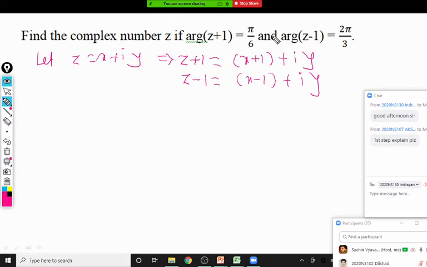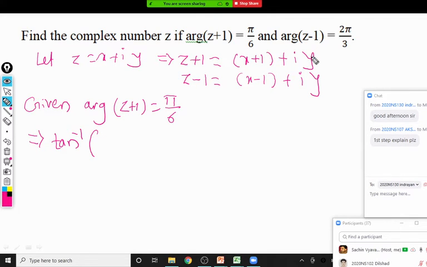Let me start. Given argument of z plus 1 is pi by 6. Now argument of z plus 1 means tan inverse of imaginary part, which is y, divided by real part, which is x plus 1, equals pi by 6. Because the imaginary part of z plus 1 is y and the real part is x plus 1. So tan inverse of imaginary upon real is pi by 6. That is by definition of argument.